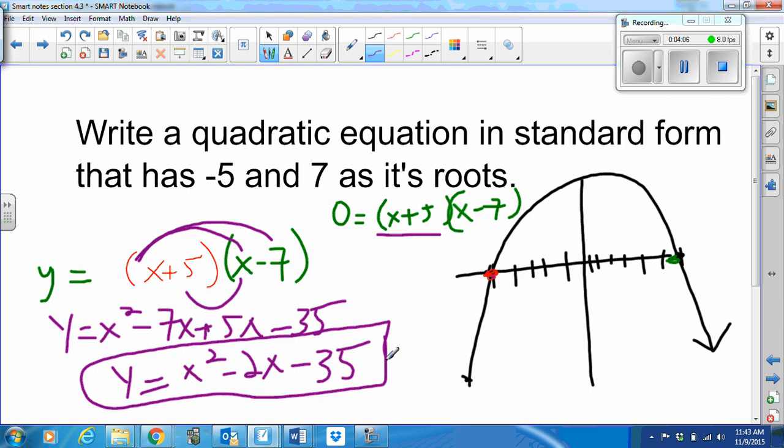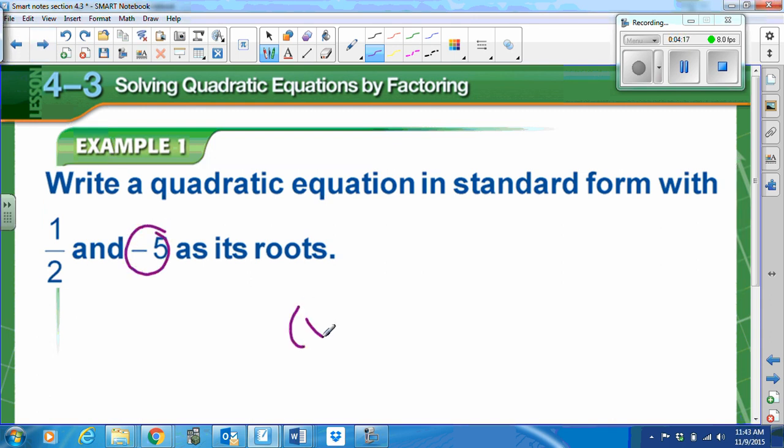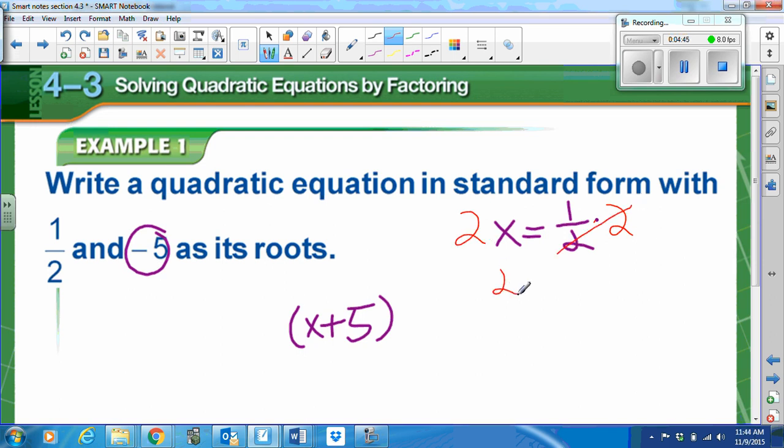Now, what if I ask you to find the equation in standard form with this? So -5, that's an easy factor. The 1/2 is a little bit more difficult. So we're going to work backwards. If we're saying that 1/2 is a solution, and we're trying to figure out the factor that would give that as a solution, think about if we had just solved for x, what was the last step that we did? The last step that we would have done in this case is divide by 2. And so we're going to work backwards from that. If we multiply by 2, we get 2x equals 1.